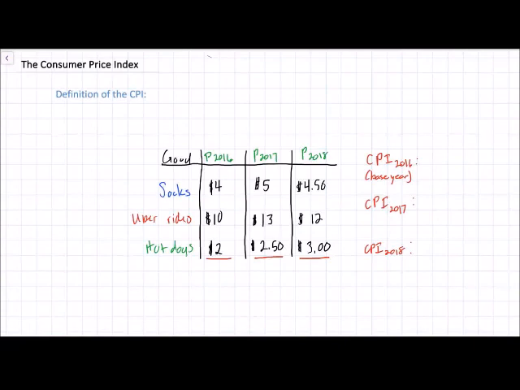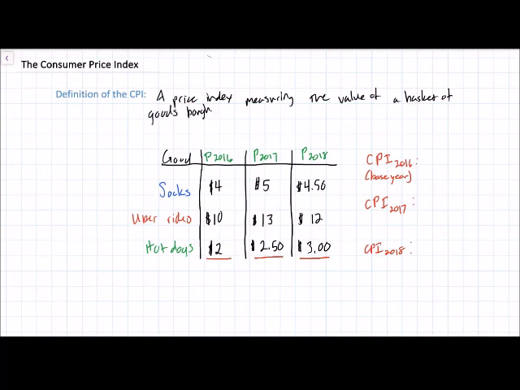In this video, we're going to introduce the Consumer Price Index. Let's start with the definition of the Consumer Price Index, or the CPI. This is an index that measures the price of a basket of goods consumed by a typical consumer in a nation. The Consumer Price Index is used to measure inflation over time.